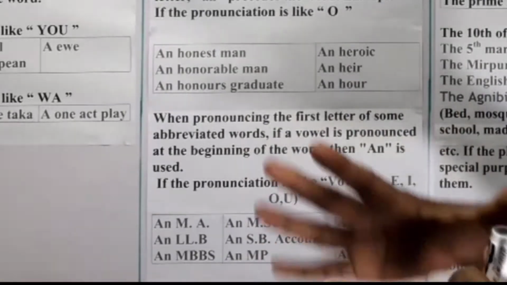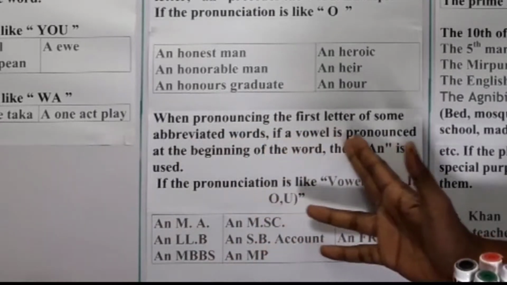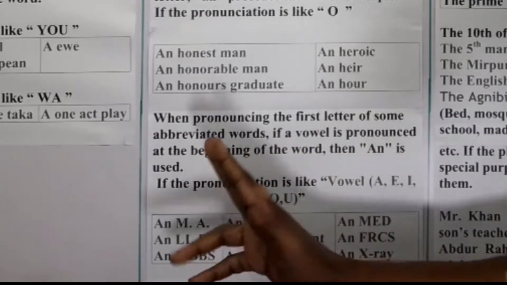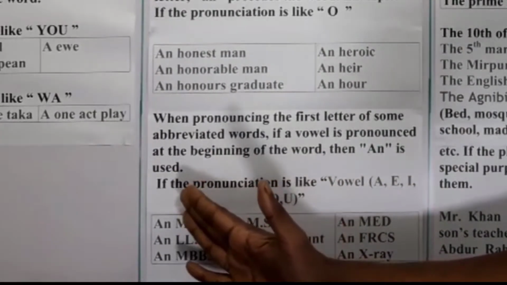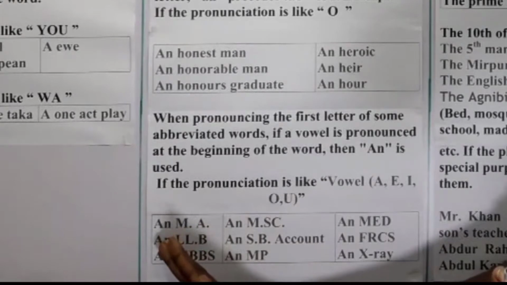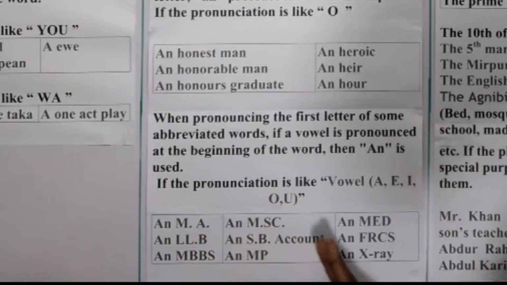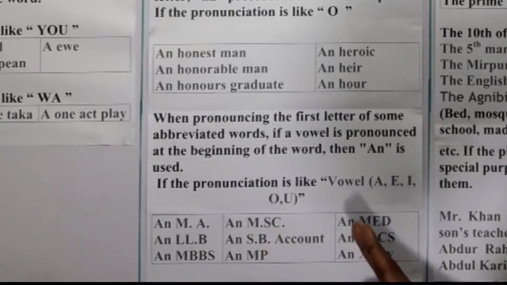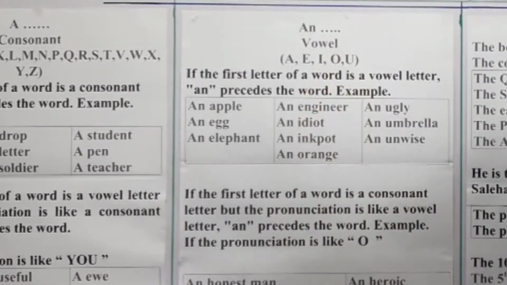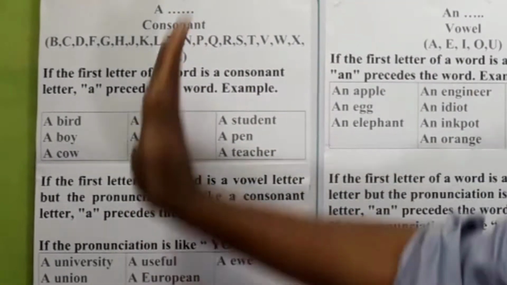When pronouncing the first letter of some abbreviated words, if a vowel is pronounced at the beginning of the word, then an is used. Notice please, if the pronunciation is like a vowel: an MA, an LLB, an MBBS, an MSc, an SB account, an MP, an MAd, an FRCS, an X-ray. If the vowel sound is given, then an is used. If the consonant sound is given, then a is used.